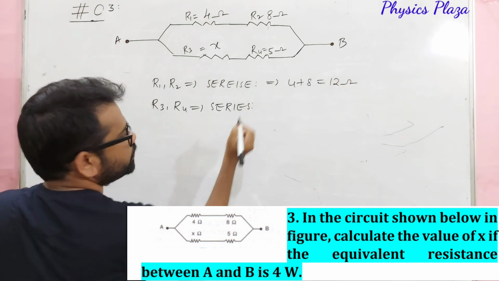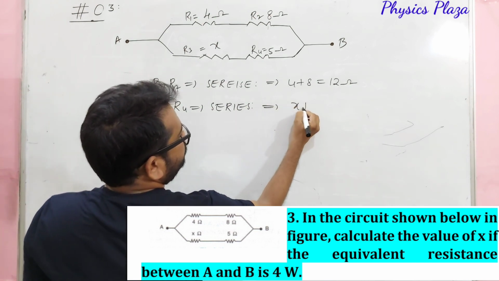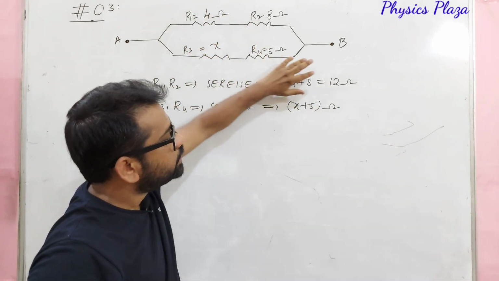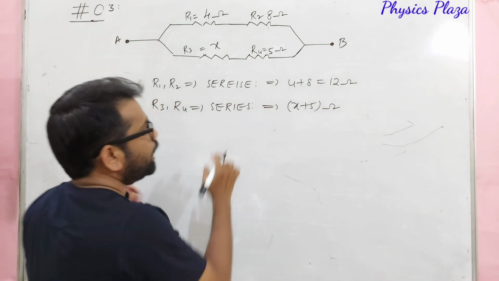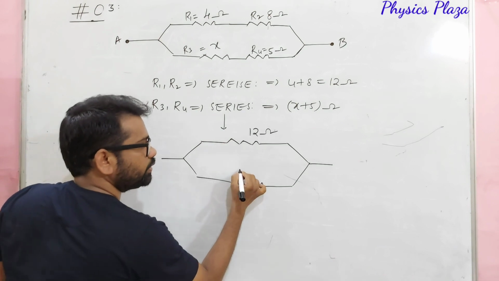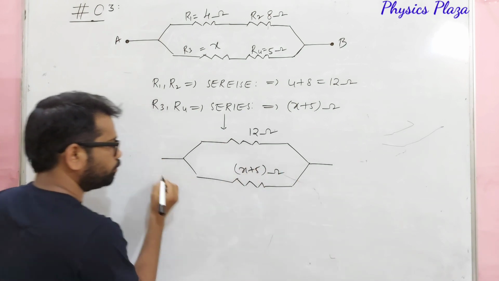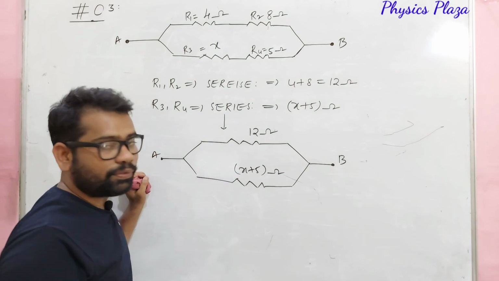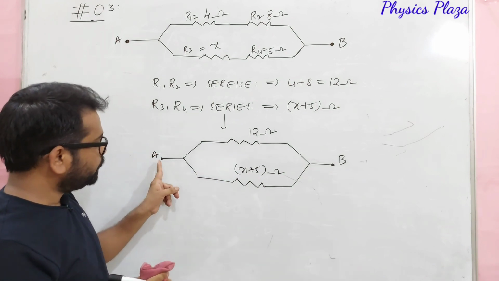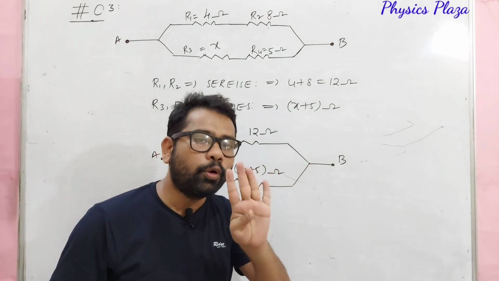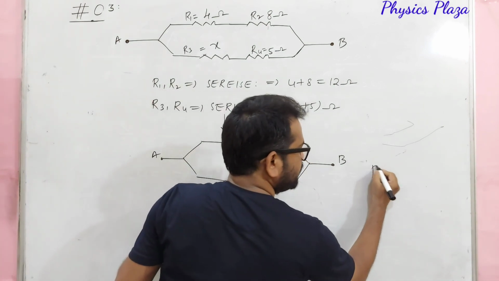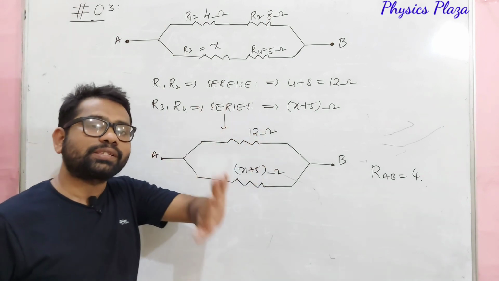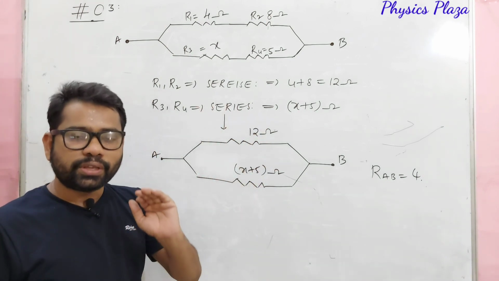Next, dear children, here you will get X plus 5 ohm. But dear children, this combination and this combination, these two are again in parallel. So I can write the circuit like this. Now we got X plus 5 ohm. Let us say it is A and B only. Now it is a more simplified format. Once again I am saying, the resistance across this A and B, RAB, is given as 4 ohm. Now dear children, don't you think that these two are in parallel? Now let us apply the concept of parallel combination. So here we have a direct formula.